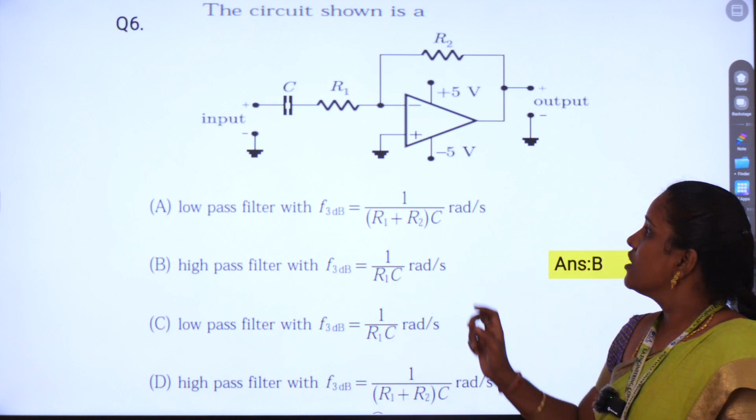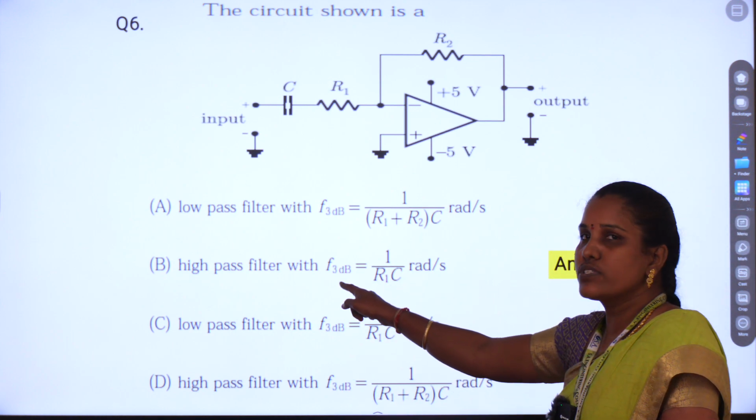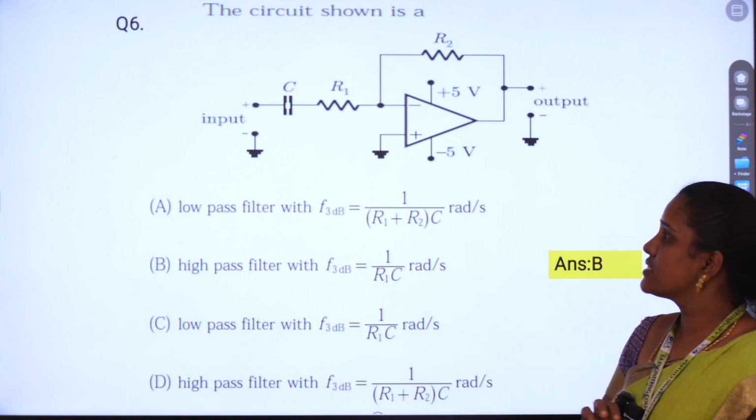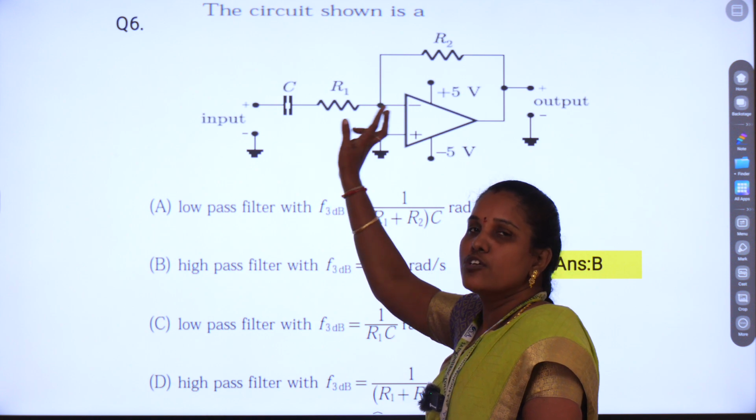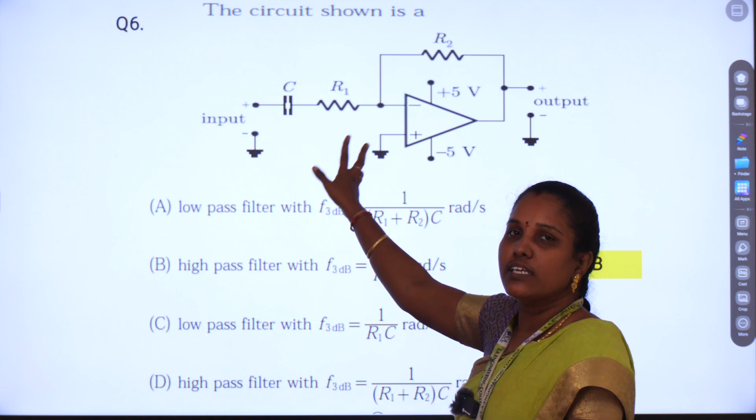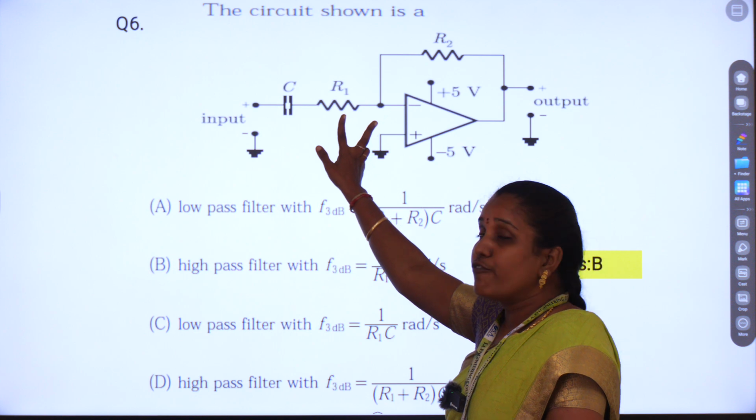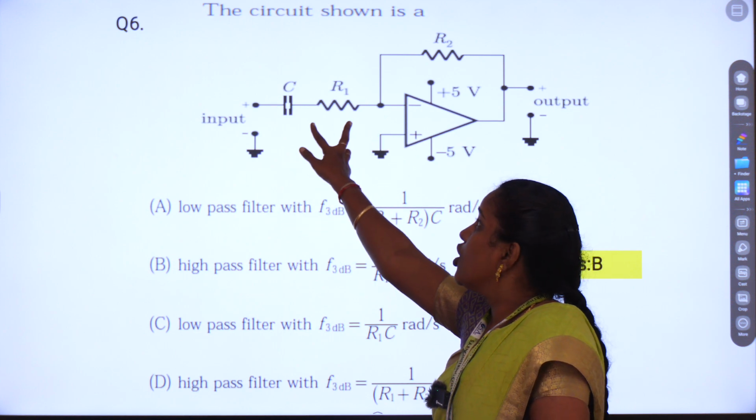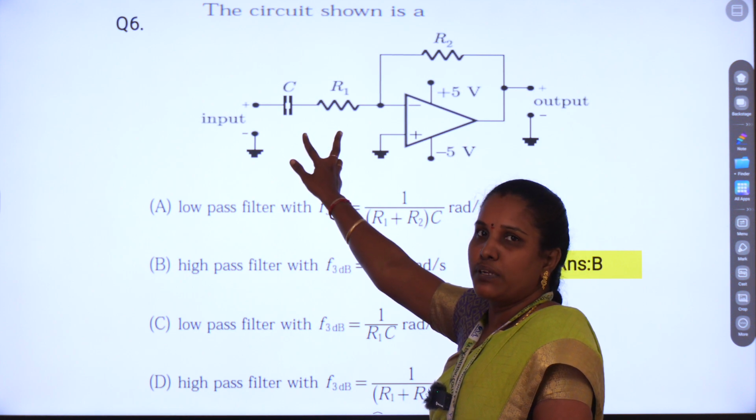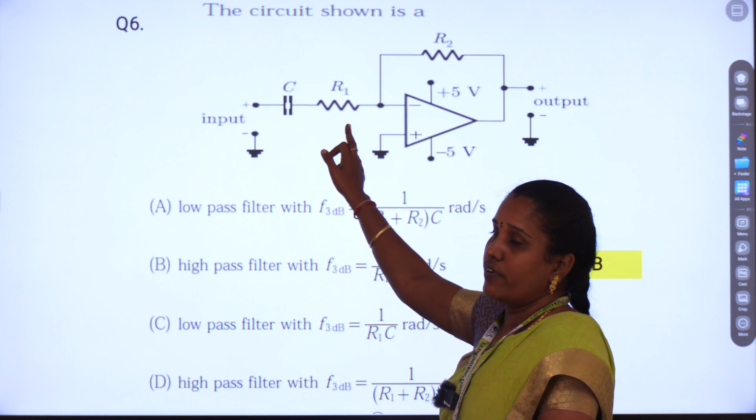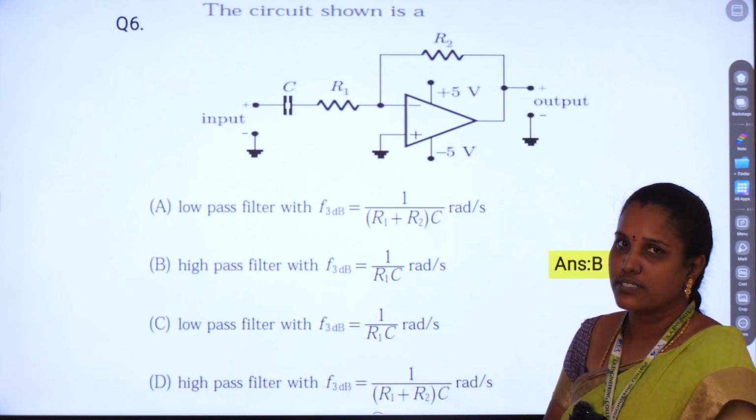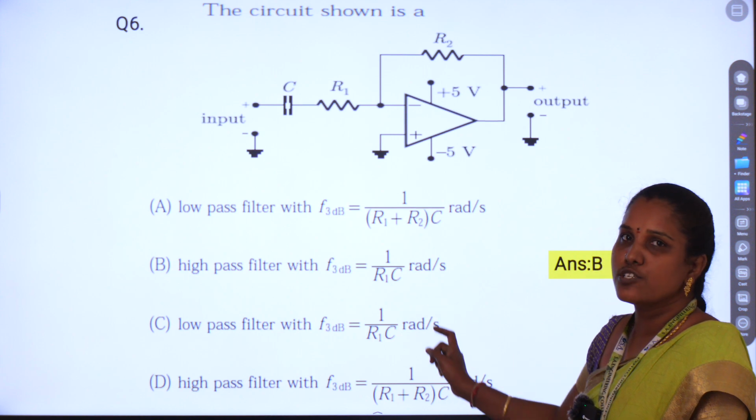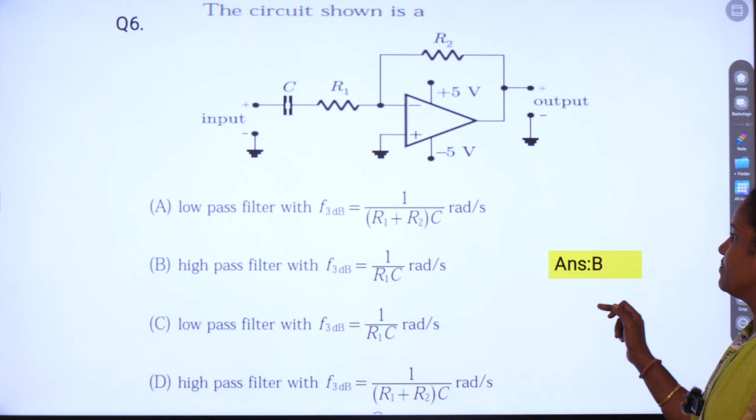One thing: here they mention the frequency range in radians per second, but the frequency is decided only by these two components. For an integrator or differentiator in any kind of circuit, the frequency is decided by the components available at the input terminal, like C and R1. Don't choose the feedback resistor R2. So the answer is B, 1 by R1 C radians per second.